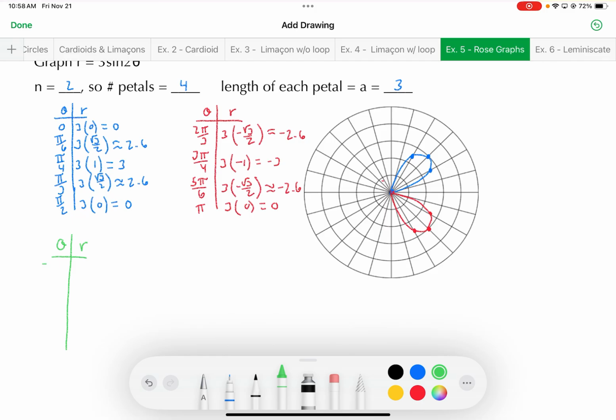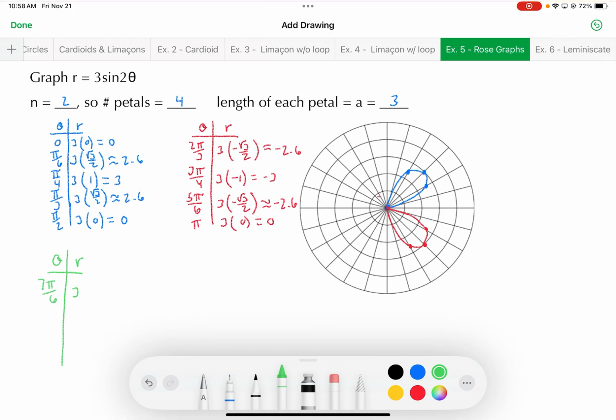Okay, so let's go 7 pi over 6, or 210. So think when I plug that in, it gets doubled. 2 times 7 pi over 6 is going to be 7 pi over 3, which is going to take me back into the first quadrant. So I'm back to getting positive values again, right? So I'll get radical 3 over 2. This will approximate to 2.6. That'll put me right there.